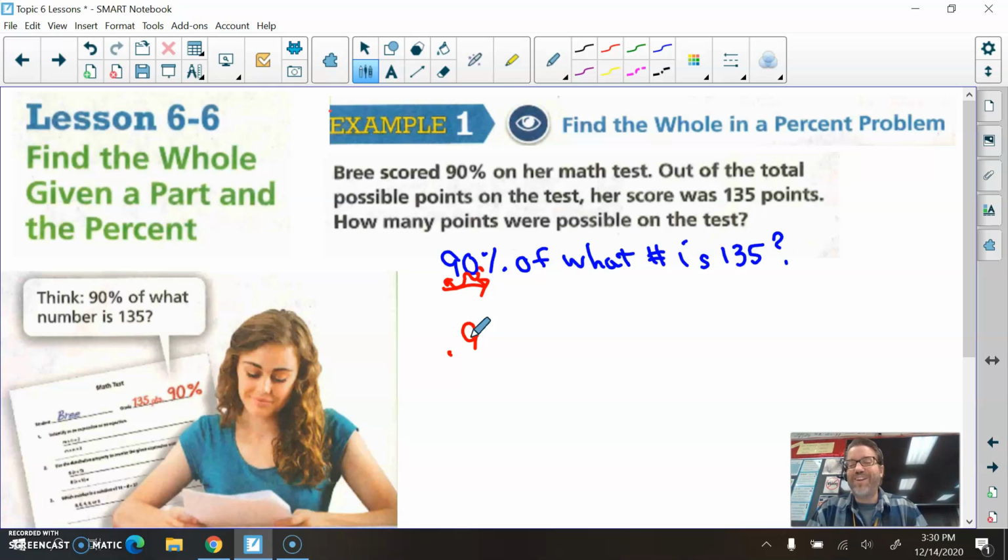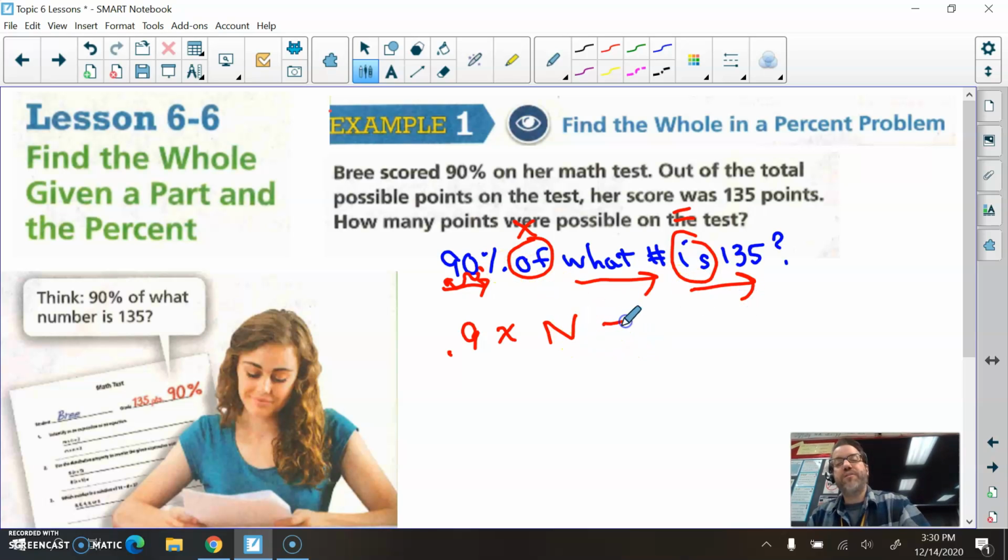You can't make me. All right, of what number? Of, remember, that means times. Is, remember, always means equals in these problems. So 0.9 times some number. Of what number? I'll call that n. I know the percent. I'm not looking for a percent. I'm looking for an actual number. Is 135, equals 135. And now what you'll see is, just like yesterday, we end up with a one-step equation here to find n, the number.